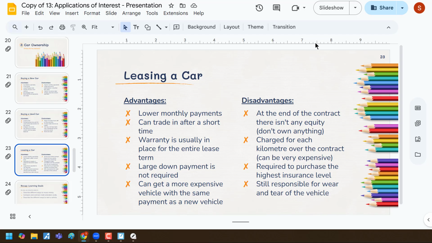Disadvantages. At the end of the contract, there isn't any equity. You don't own anything. Your charge for each kilometer over the contract can be very expensive. You're required to purchase the highest insurance level and still responsible for wear and tear of the vehicle.